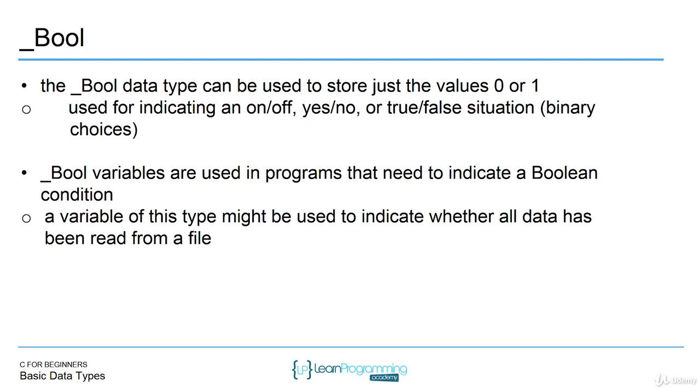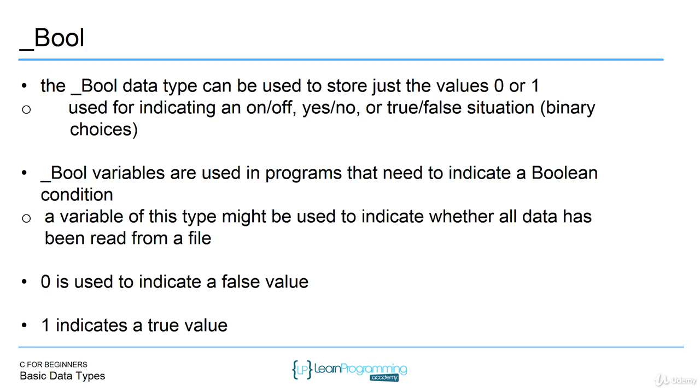So for example, a variable of this type might be used to indicate whether all the data has been read from a file. Yes or no. Has all the data been read from a file? If it's 0, false, 1, yes, which we'll talk about now. So 0 is used to indicate a false value. 1 indicates a true value. So even though they are true or false values, the way that the data is stored in memory is 0 or 1 as a numeric. But the numerics mean that 0 means false, 1 equals true.